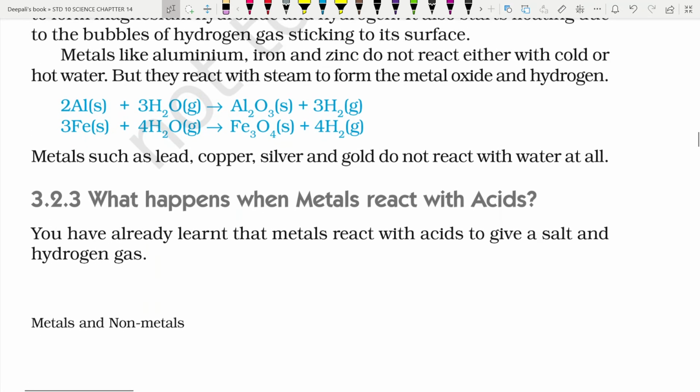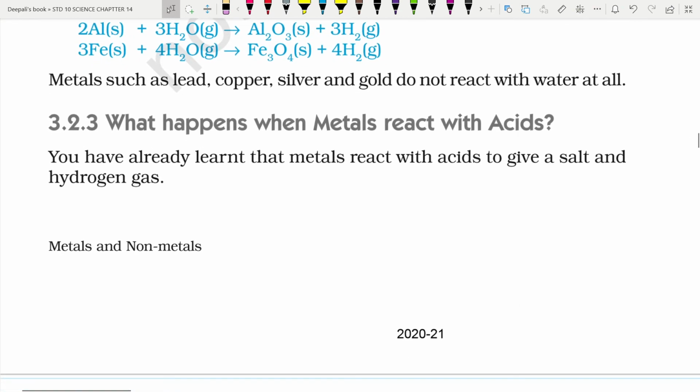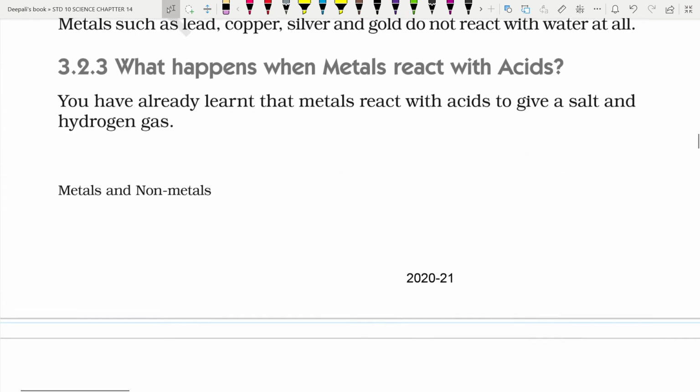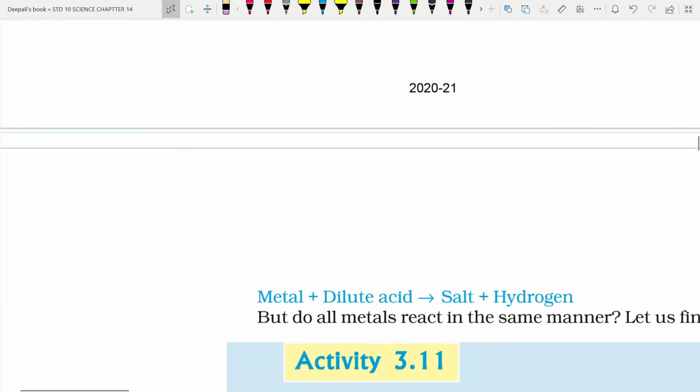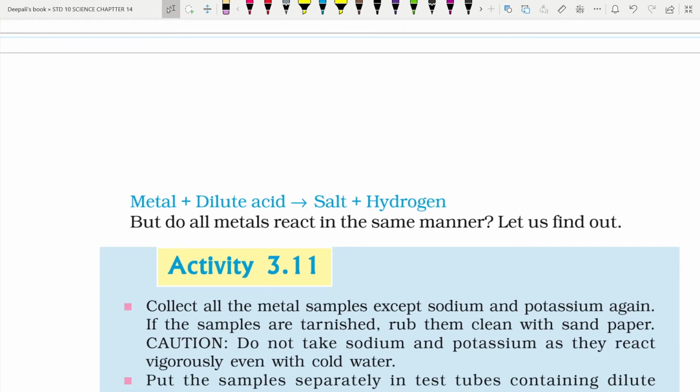Now let us see the third property. What happens when metal reacts with acid? We have already learned in the previous chapter that metal reacts with acid to give salt and hydrogen gas. So metal plus dilute acid gives salt plus hydrogen. But do all metals react in the same manner? Let us check with an activity.